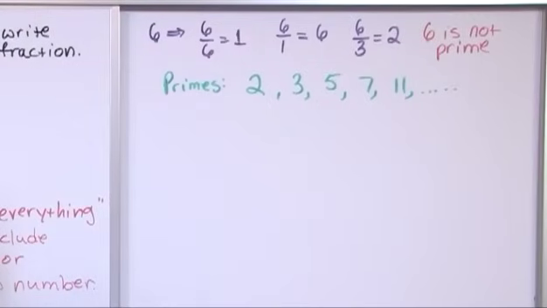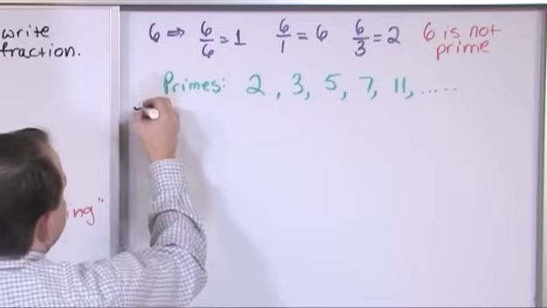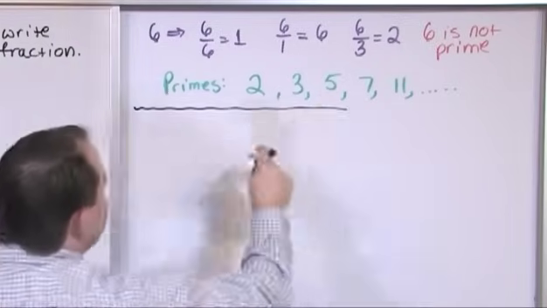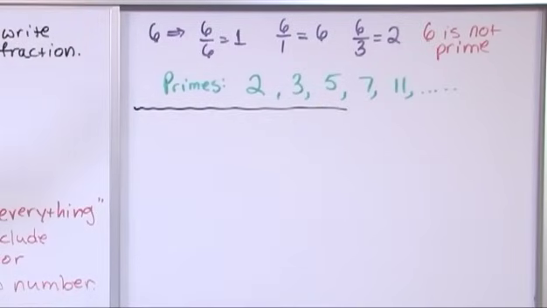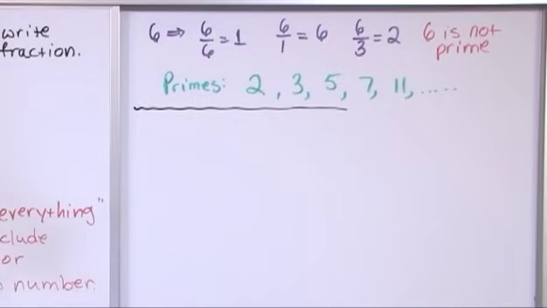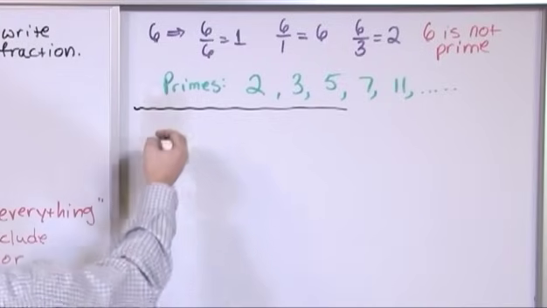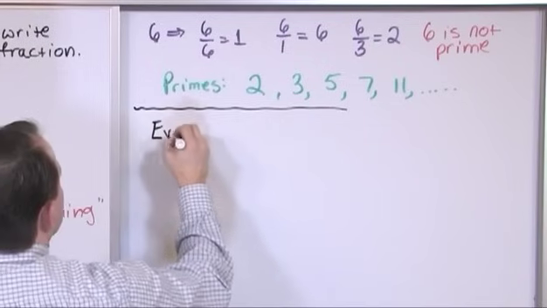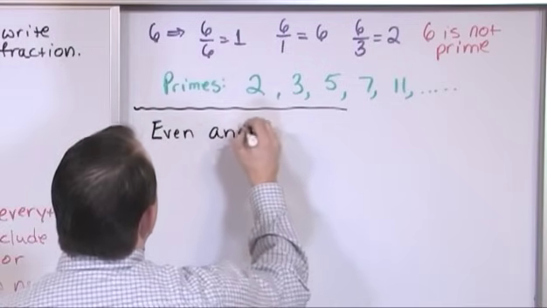It's a useful thing. The mathematicians, they study these things, they try to learn about them, understand number theory. For me, it's just another label. Is a number prime or isn't it prime? Okay. Now, the next thing I want to talk about is even and odd numbers.